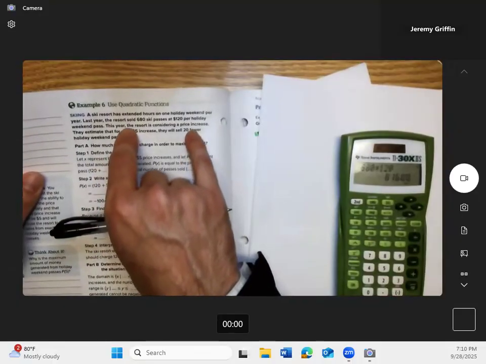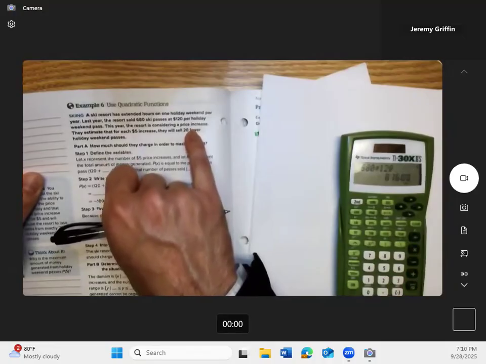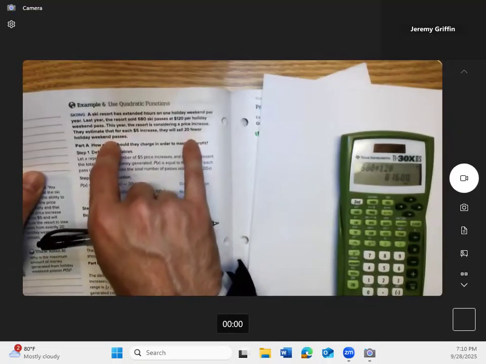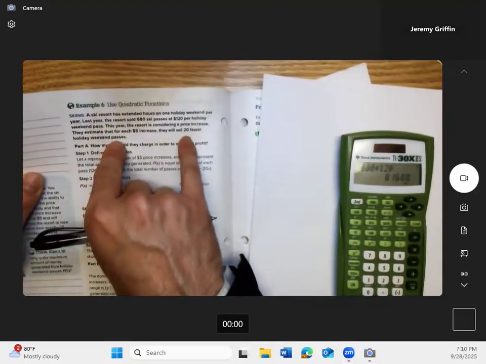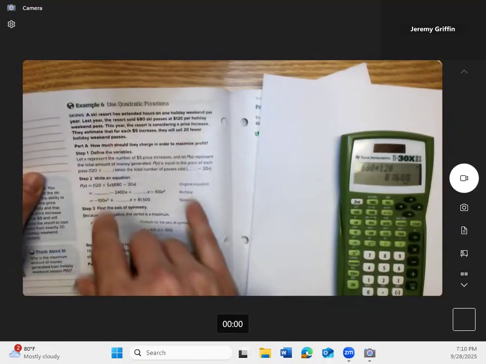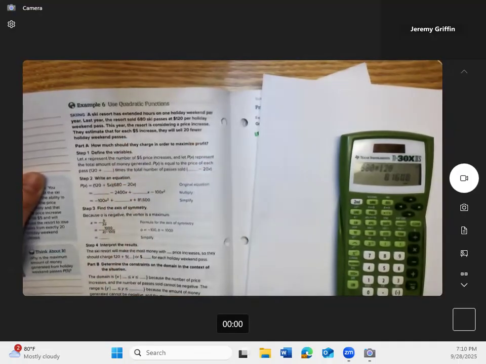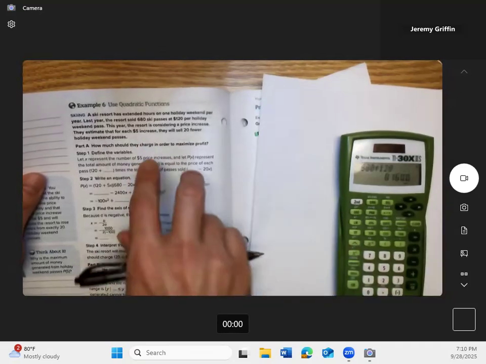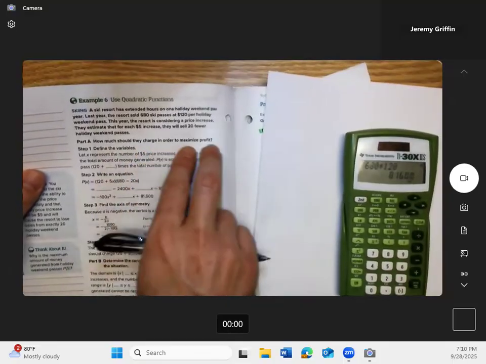This year, the resort is considering a price increase. So they would be making more money per pass, but they would be selling fewer passes because people look at the higher price and say, nah, right? So we get fewer people buying. They estimate that for every $5 increase, they will sell 20 fewer holiday weekend passes. Right? So really anything you could be selling. Here we're doing a ski resort, but you could do this at a grocery store. What if we raise the price of a can of beans by 5 cents? So you can overlay a lot of different stories on this. How much should they charge in order to, it says, maximize profit.